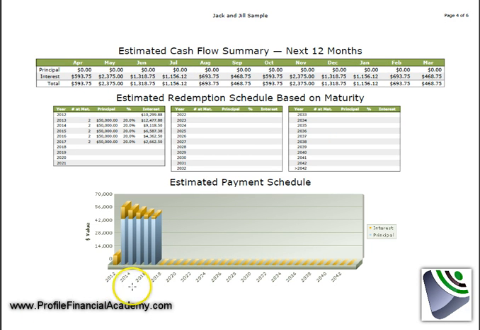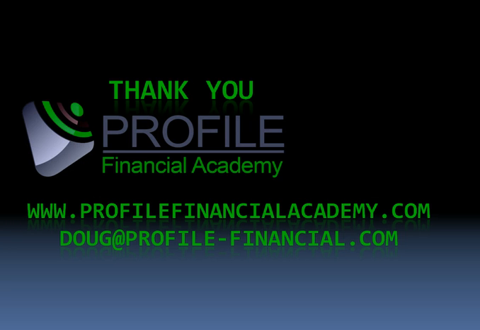It shows you a chart of each of the different years coming up, the value that you'll have in principal and in interest payments that are coming due. Okay, so that just about wraps it up for the Profile Financial Academy explanation of how to read the bond ladder charts that your advisor gives you.